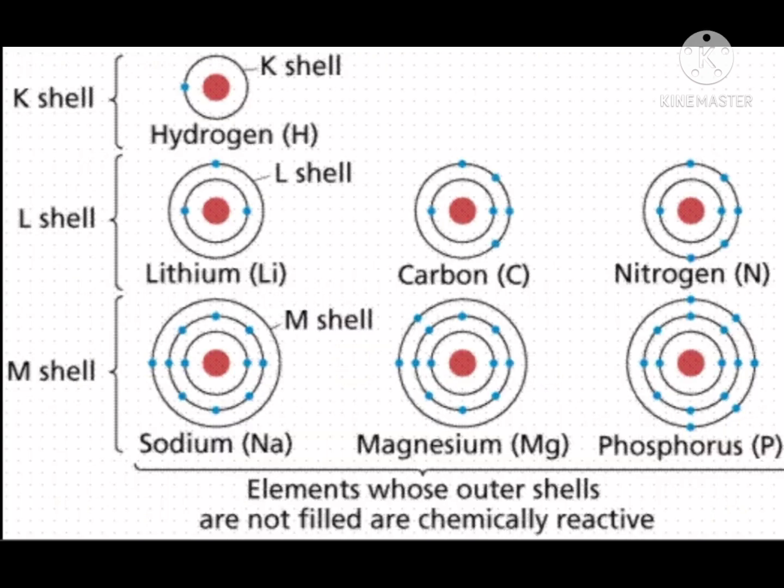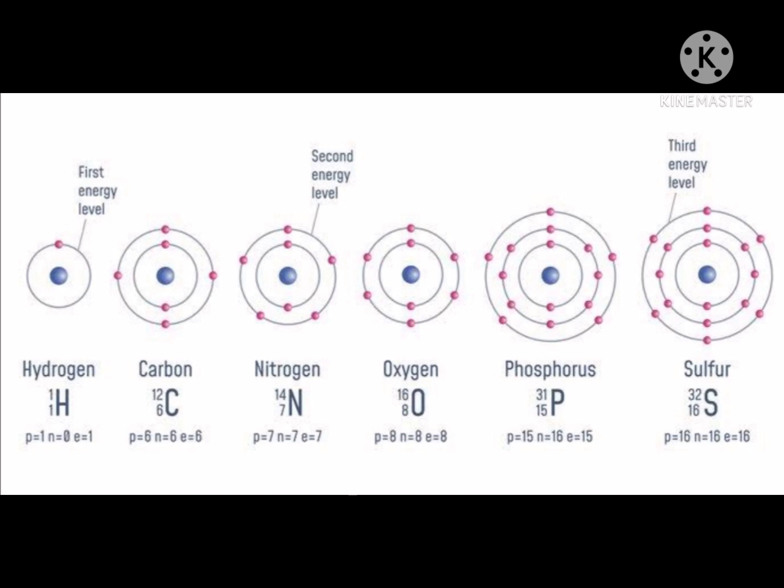Students, remember every element in the periodic table has a tendency to have 8 electrons in its outermost or valence shell. The elements whose outermost shells are not filled are chemically reactive. This is known as the octet rule. Every element in the periodic table has a tendency to have 8 electrons in its outermost shell. Electronic configuration of a few of the elements of the periodic table.